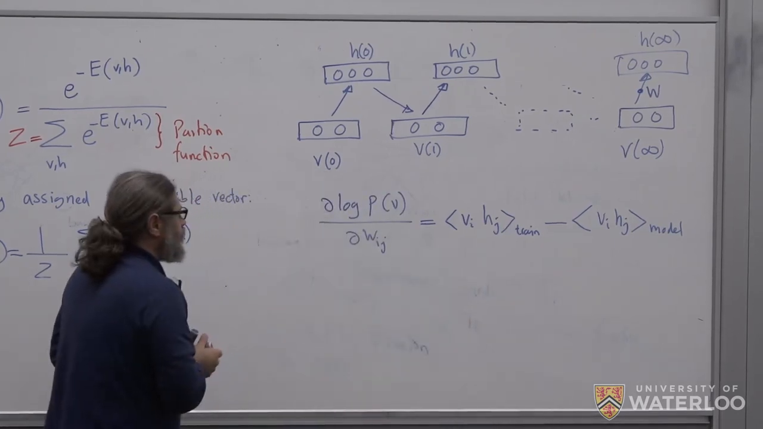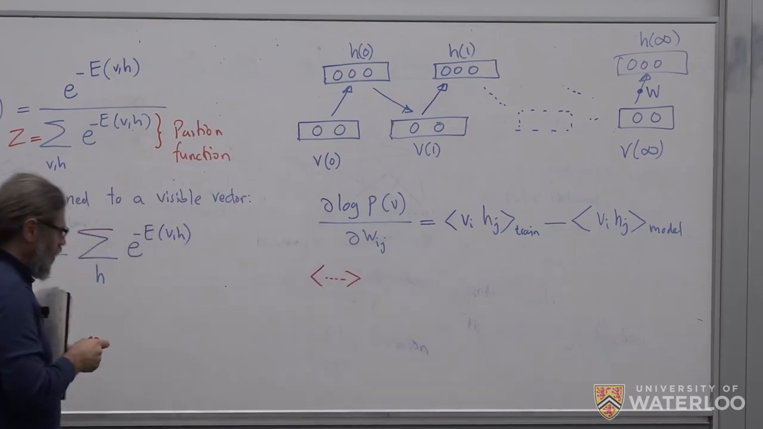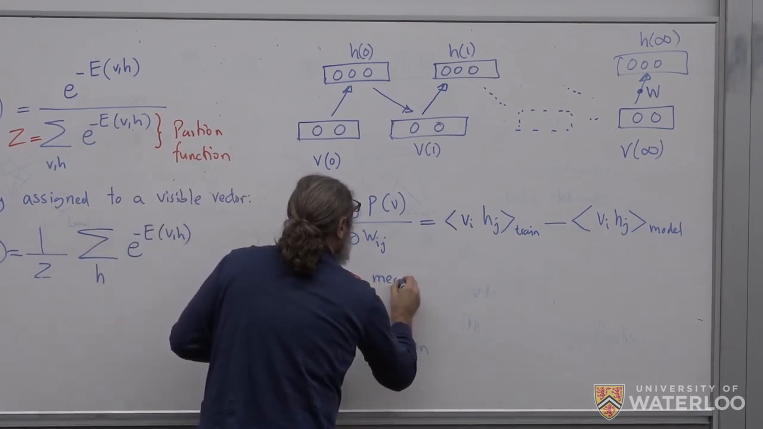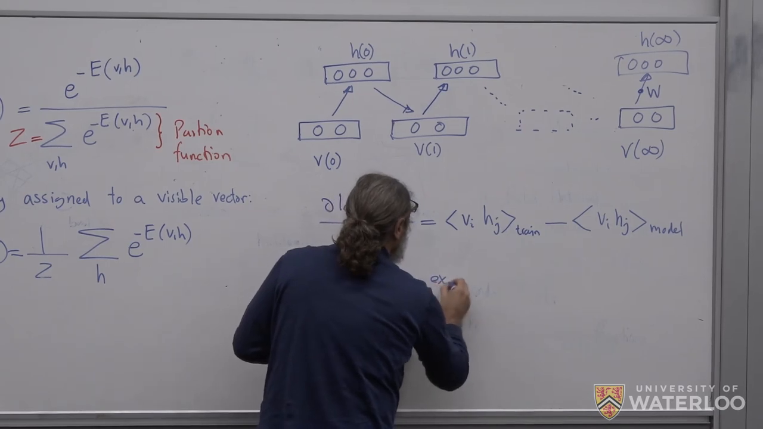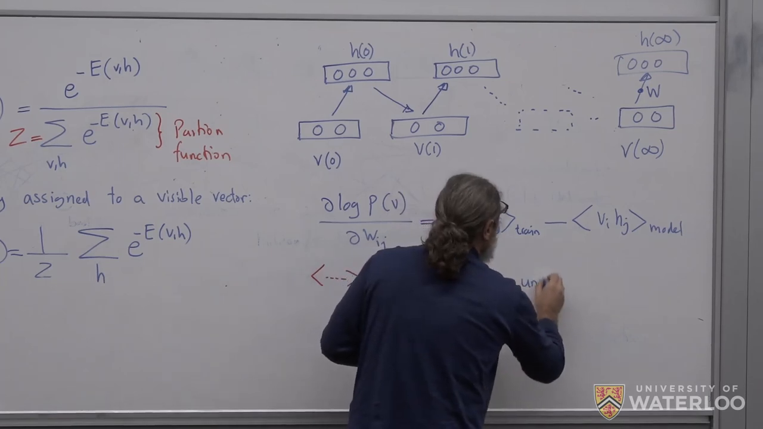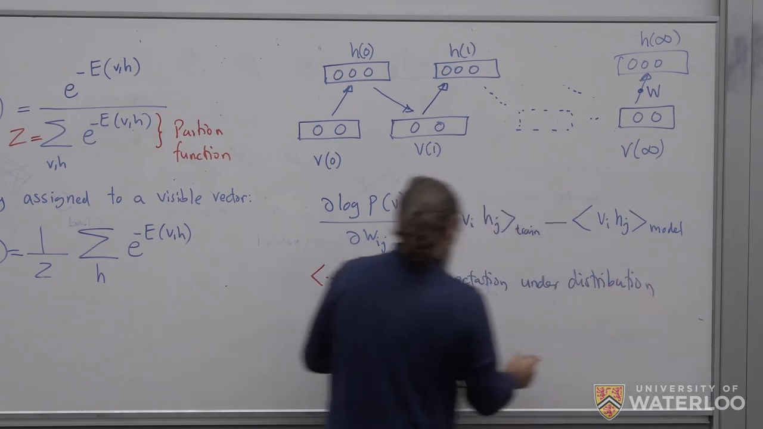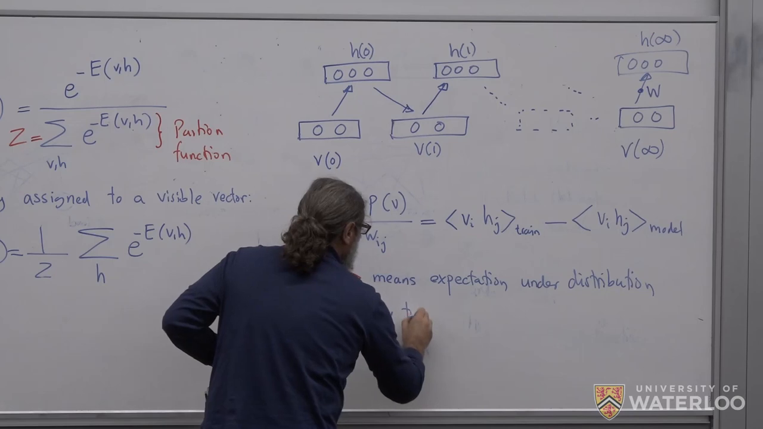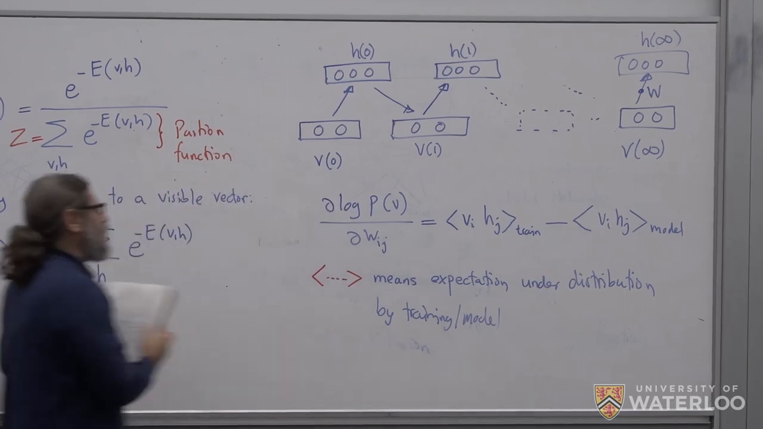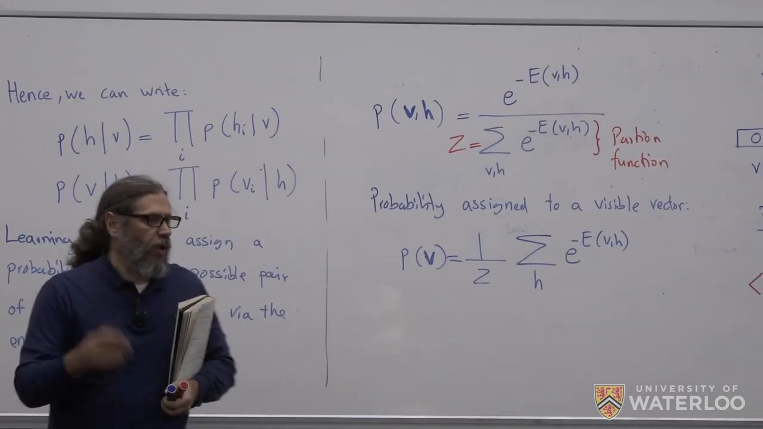And what does that mean? For us, this means the expected value, the expectation under a distribution, by training or by model. So that's the expectation under the distribution that you are assuming, whatever distribution you have.